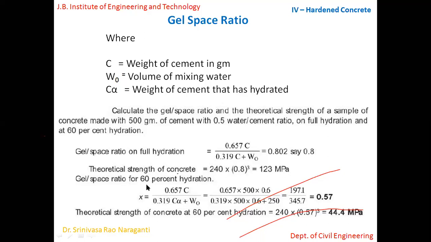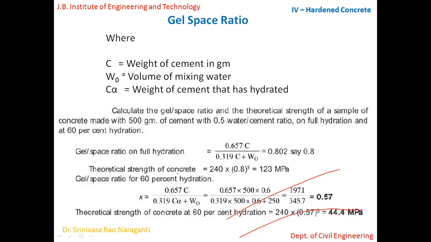If it is 60%, then I'll use this equation for finding out the gel space ratio. Substitute 500 multiplied by 0.6, because only 60% is hydrated, so 60% is nothing but 0.6. Here also I'm multiplying with 0.6. This is one parameter: 0.319 into C alpha, where C is 500 grams and alpha is 60% hydration, plus W which is 250. How I got 250: the water cement ratio is 0.5, water is equal to 0.5 into cement, cement is 500, so 0.5 into 500 gives 250. That's what this 250 is.